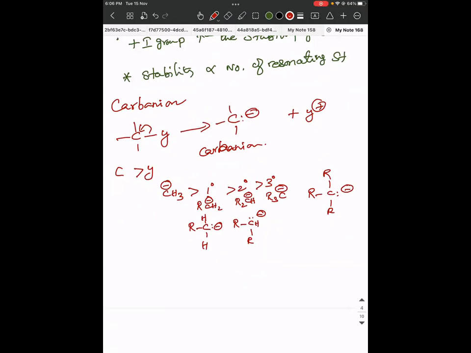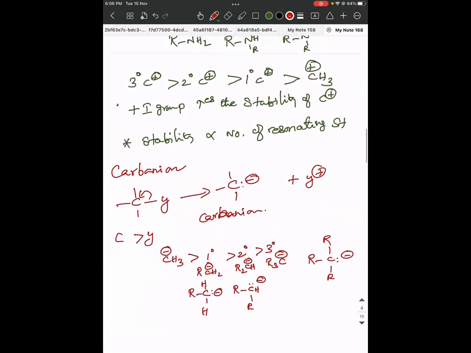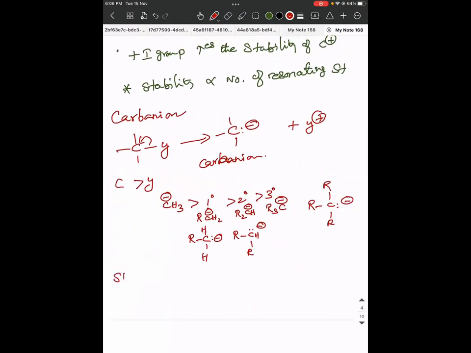So the stability of this is exactly the reverse. The plus I groups decrease the stability of the carbanion. Decreases the stability of the carbanion.